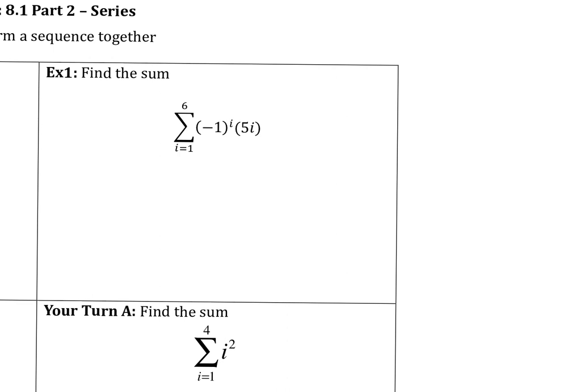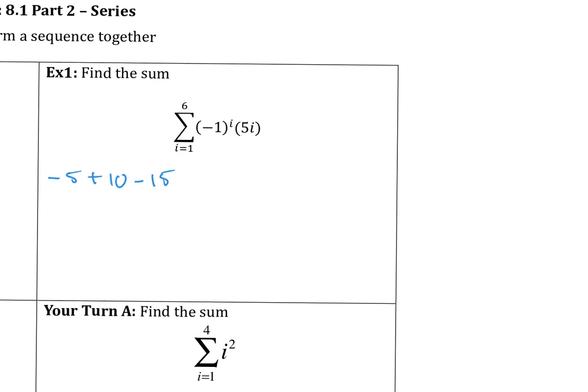For our first number, we have -1 to the first, which is -1, times 5 times 1, which is going to just be a -5. Then we're going to add to that what we get if we plug in a 2, which would be -1 to the second, being +1, times 5 times 2, or +1 times 10. And then we have -1 to the third, which would be a -1, times 5 times 3, or times 15.